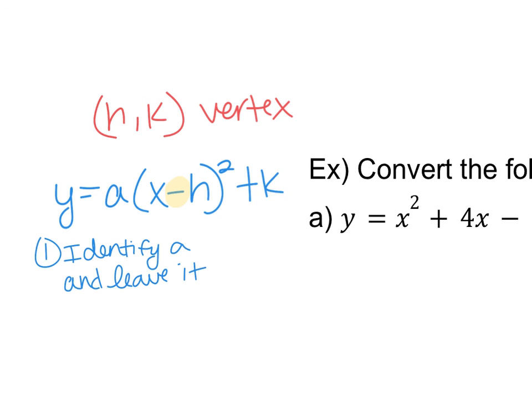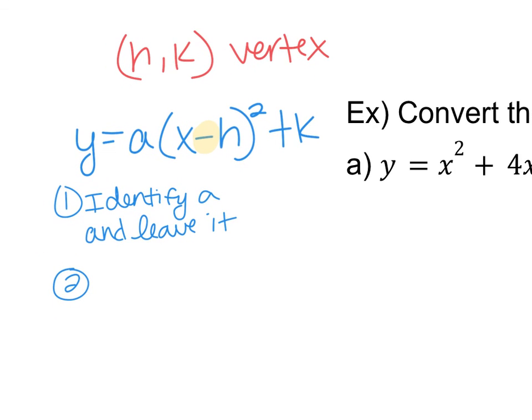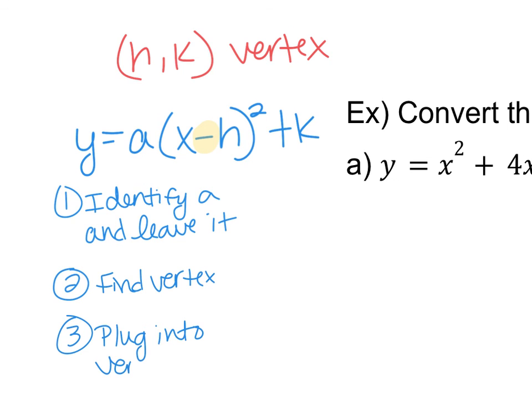Okay, so just leave it alone. Step 2 is to find your vertex. And step 3 is to plug into vertex form. So whenever you find your A, you're going to plug that in. Whatever the A is on step 1, it will be the first number out front. Okay? All right, let's do one.